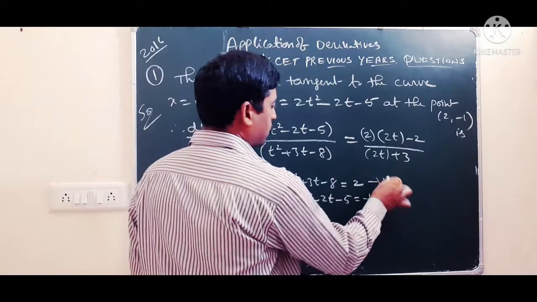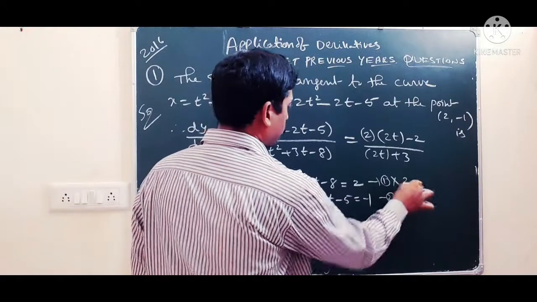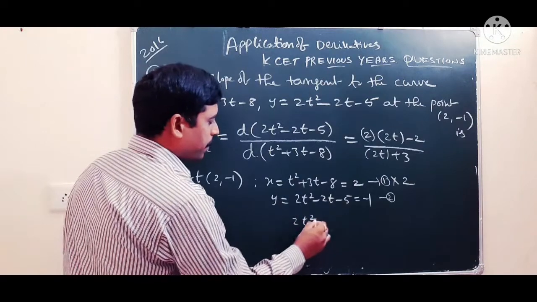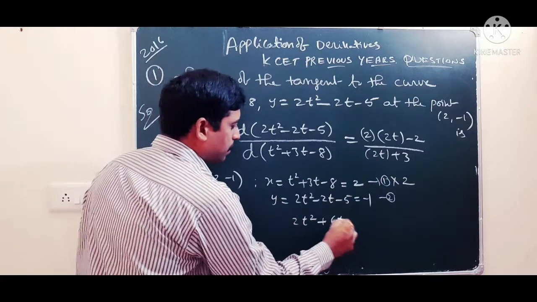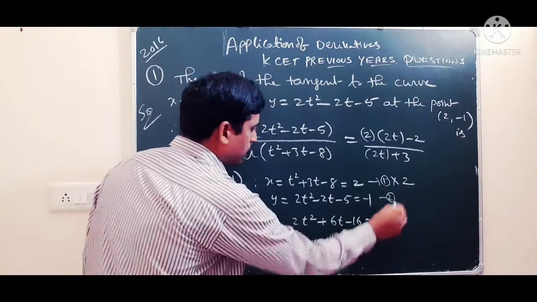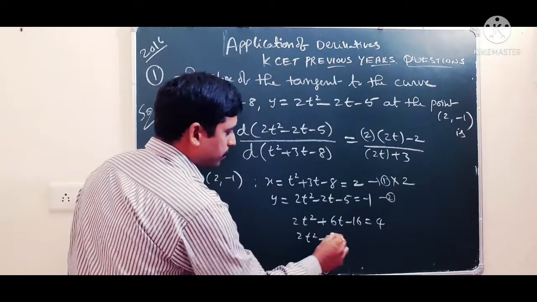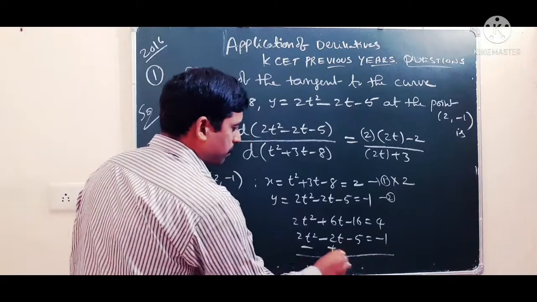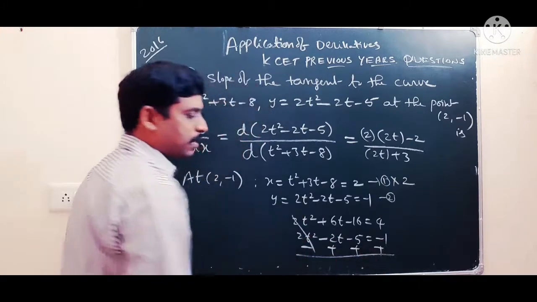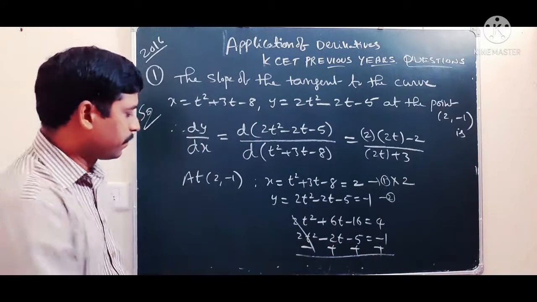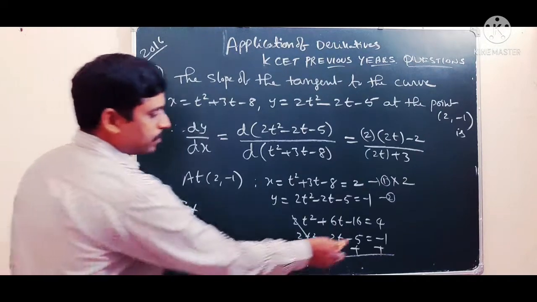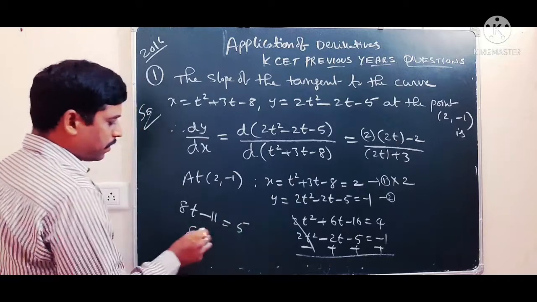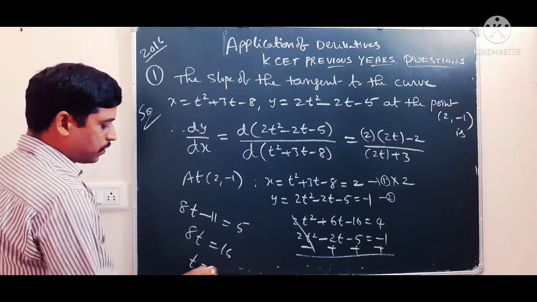So this is the first equation, and the second equation. First equation multiply with 2 by elimination method. So 2t square plus 6t minus 16 is equal to 4. Second equation write as it is. Now let us do subtraction. 2t square gets cancelled. 8t minus 11 is equal to 5. 8t is equal to 16, t is equal to 2.